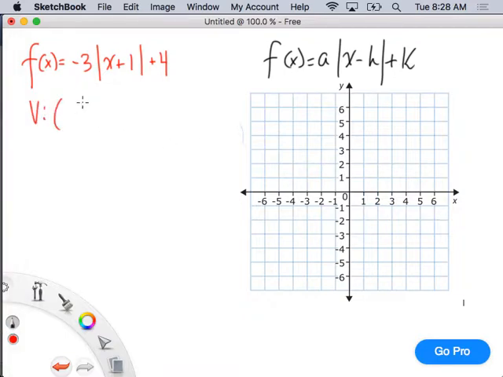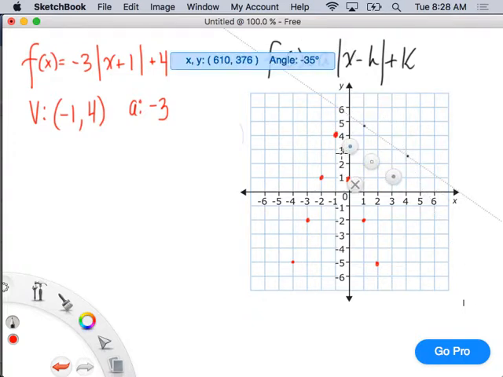Where's the vertex, class? Negative 1, 4, right? Negative 1, 4. Okay, so it's negative 1, 4 is the vertex. And what's the slope? Negative 3. Good job, class. Okay, so we go over 1 and down 3. Over 1, down 3. And the same way on the other side. Over 1, down 3.